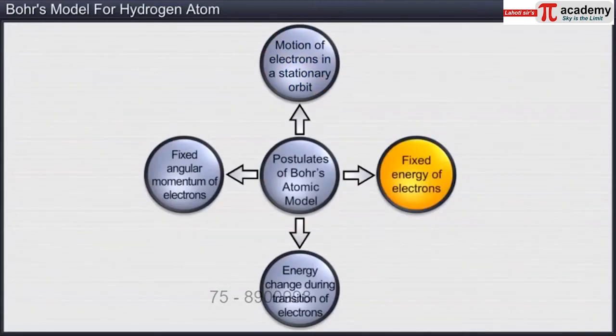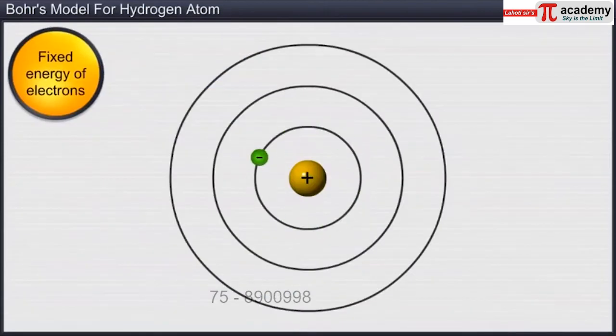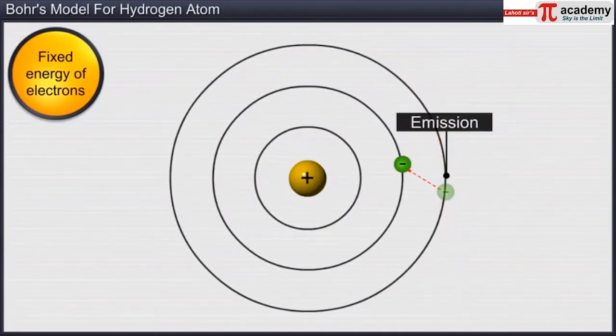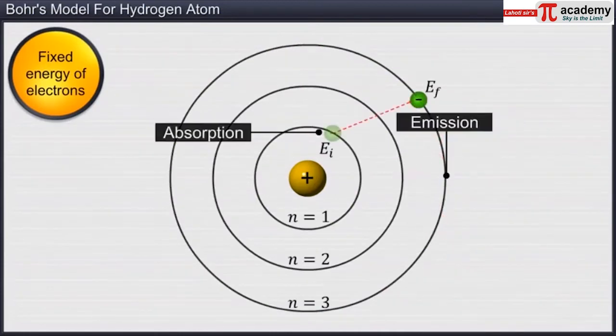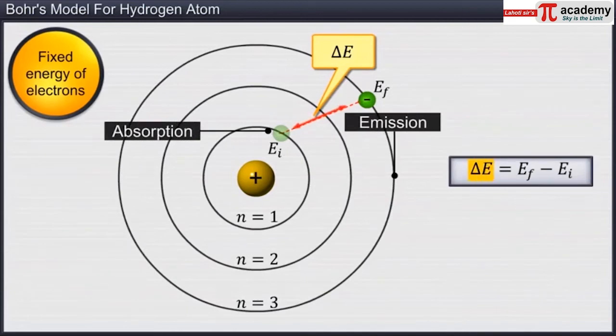According to the second postulate, the energy of an electron in the orbit remains constant until the electron absorbs energy to jump to a higher orbit or releases energy to move to a lower orbit. So each emission or absorption of radiation energy represents the electron's transition from one stationary orbit to another. The energy difference between the two orbits is given by the equation delta E is equal to E final minus E initial.